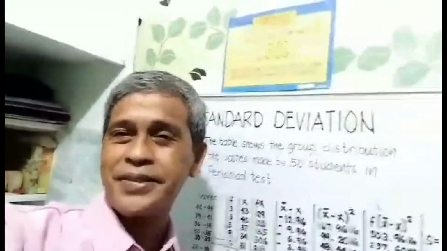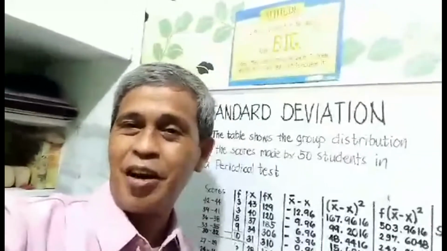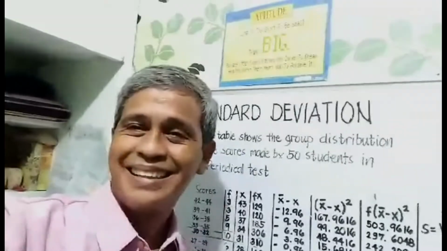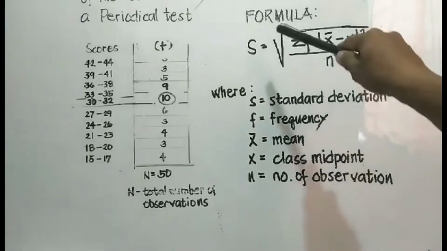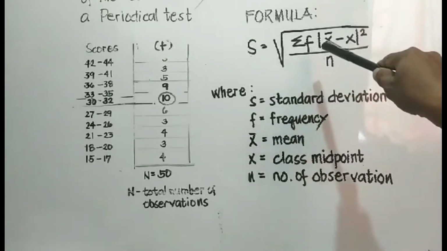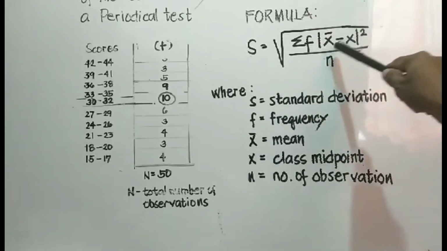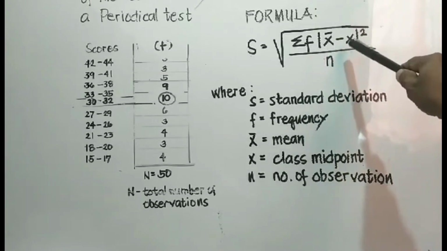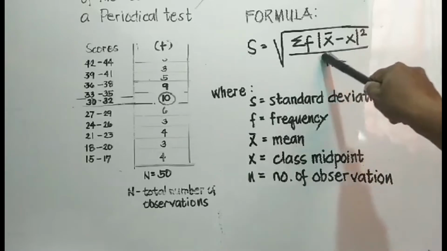I'm Mr. Ril Chavez and I'm going to discuss standard deviation of group data. The formula for the standard deviation of group data is equal to the square root of the summation of the product of the frequency and the square of the deviation from the mean divided by the total frequency.